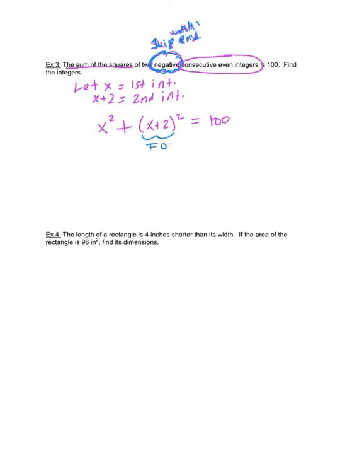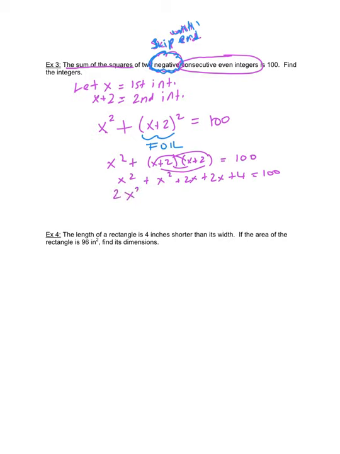This is FOIL. So we're going to do x squared plus, and then we have x plus 2 times another x plus 2. That's FOIL, equals 100. X squared plus, and you have to FOIL this. X times x is x squared, then 2x, then another 2x, and then 2 times 2 is 4, equals 100.